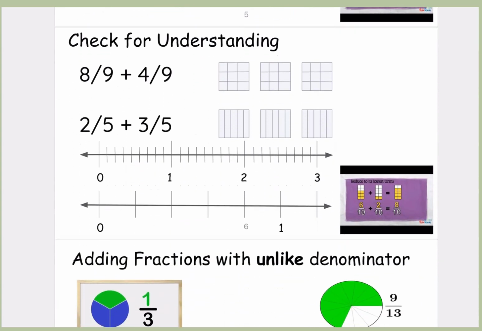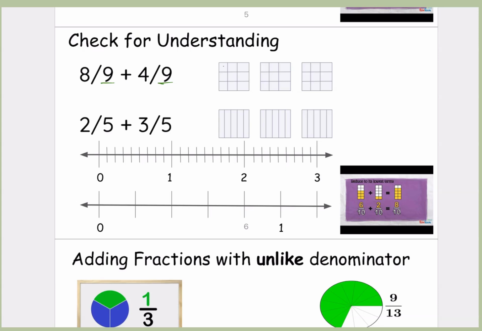Let's check your understanding. To solve this problem, you will need to draw several pieces that consist of 9 parts and a number line that consists of 9 parts. You will also need a second problem set up for a section that consists of 5 parts, and then a number line that has 5 parts as well. So please remember, the denominator tells us how many parts are in the entirety of the shape or the whole.